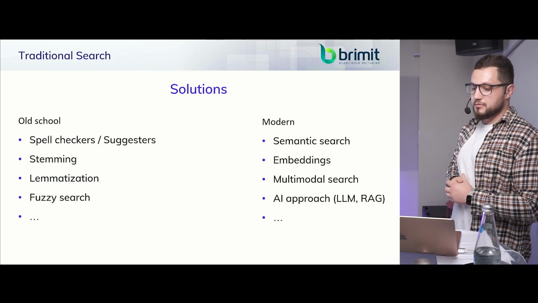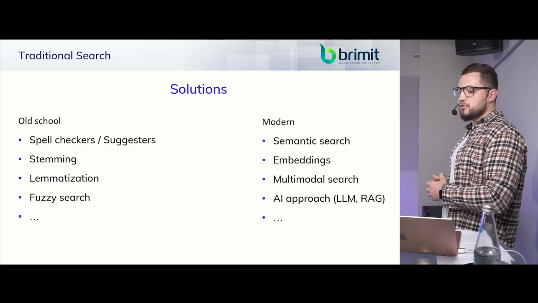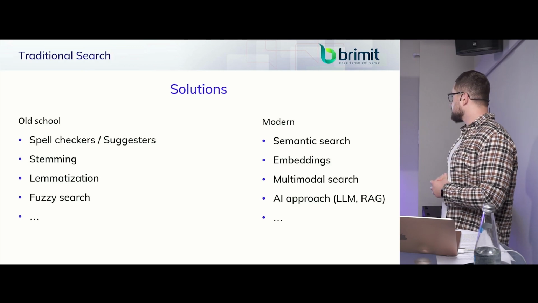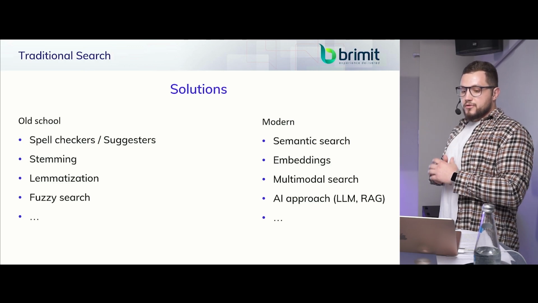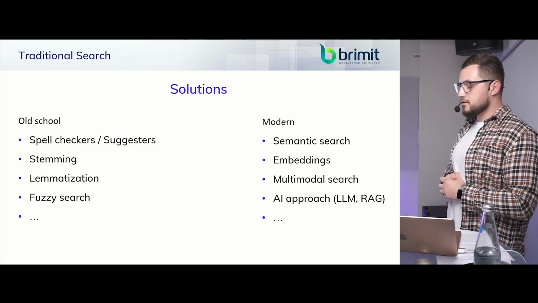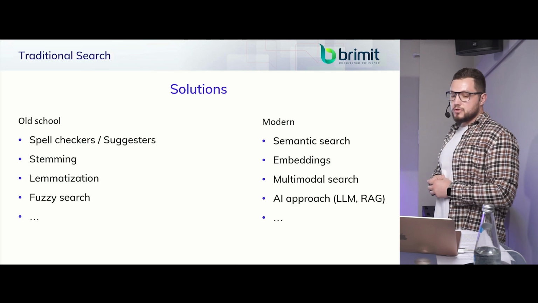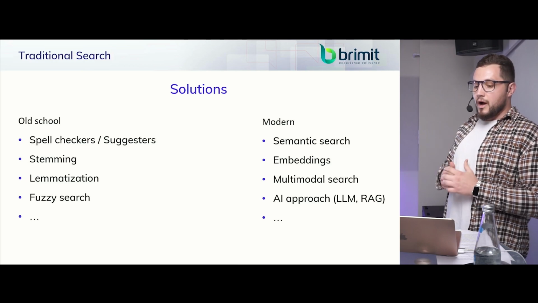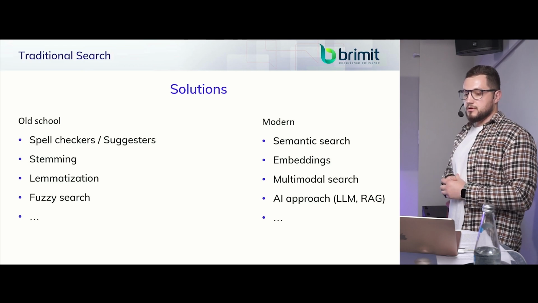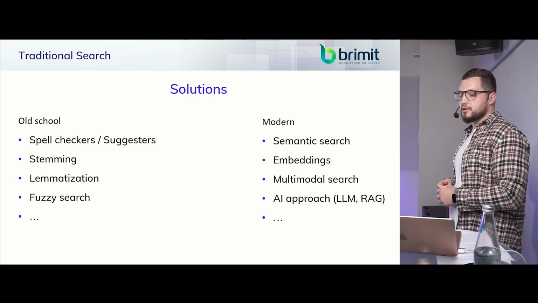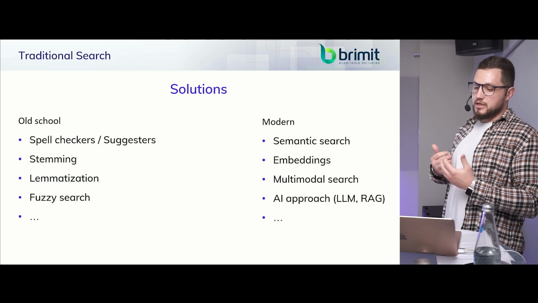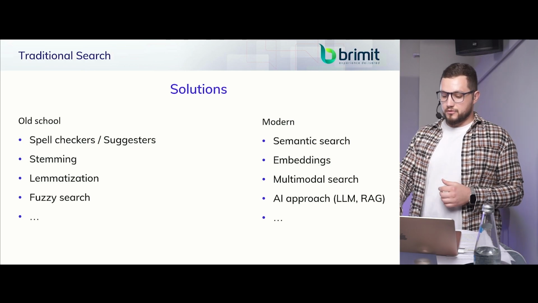For example, semantic search, where we use embeddings and store our information in vector representation. And if we use semantic search, it allows us to understand the meaning of the search phrase and even to get multimodal search, where the search engine can understand and find information in any form, for example, images, audio files, and others.